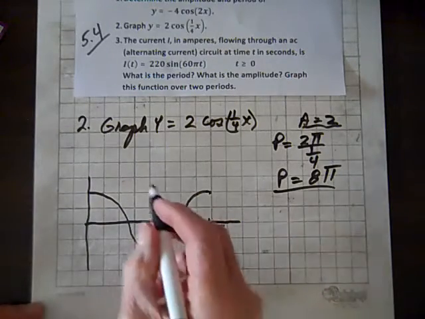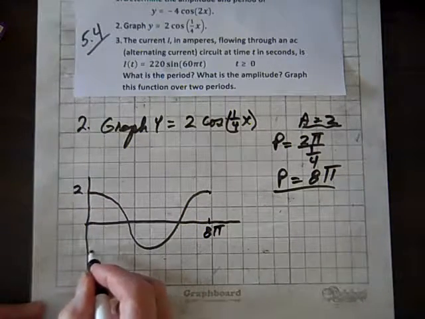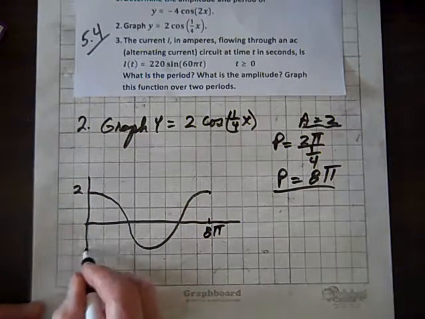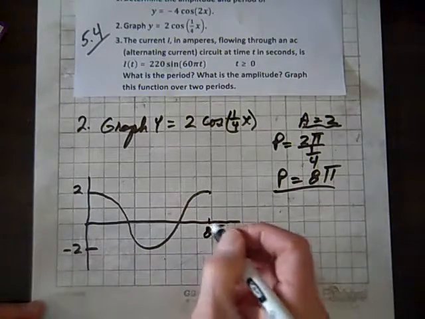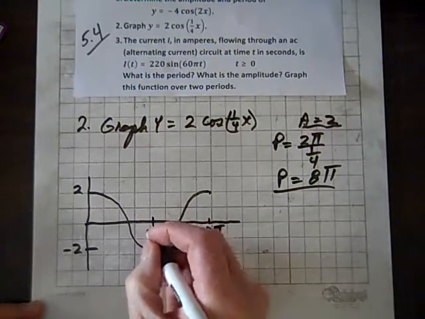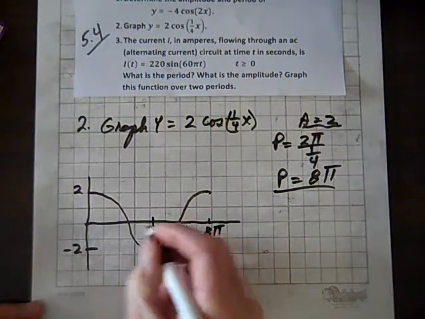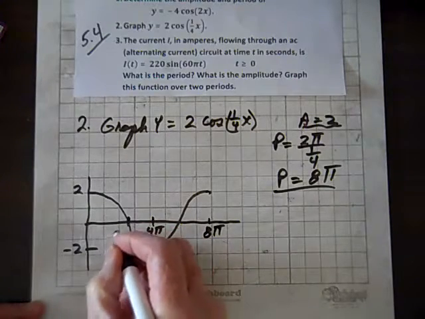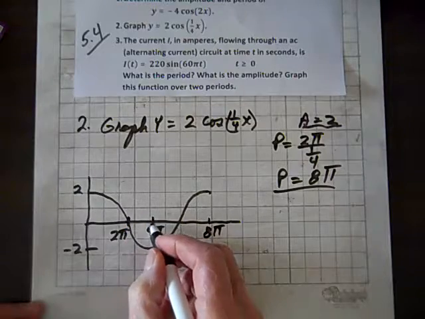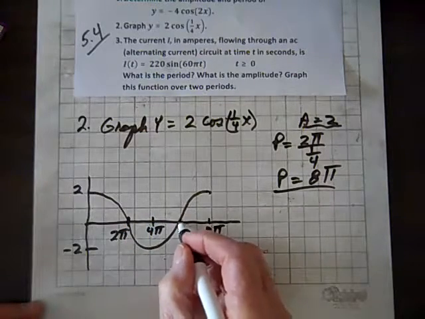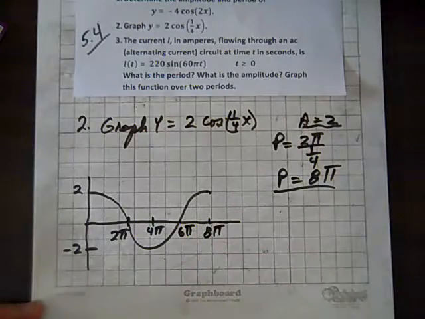Then also, let's take care of the amplitude. This would be 2, then this would be -2, wouldn't it? And let's keep going. Half of 8 pi is 4 pi, and half of 4 pi is 2 pi. So 2 pi, 4 pi, 6 pi, and 8 pi, and we're done.